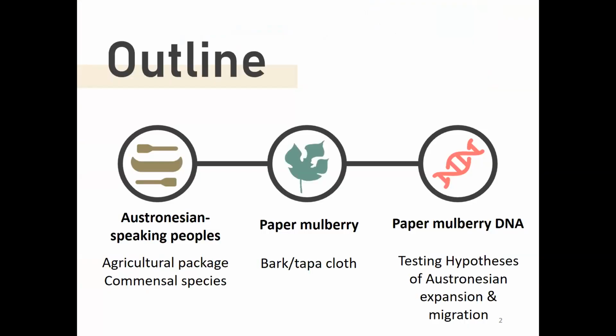Okay, so this talk, I will divide into three components. The first is, I will explain what Austronesian-speaking people are, or I will just use Austronesian. When I say Austronesian, it means Austronesian-speaking people. I will also introduce the idea of agricultural package and the commensal species. The second part is I will introduce the paper mulberry tree and how it was used to make tapa cloth or bark cloth. Then I will show you the evidence of how we use DNA of paper mulberry tree to test hypotheses of Austronesian expansion and migration. Please feel free to stop me at any time.